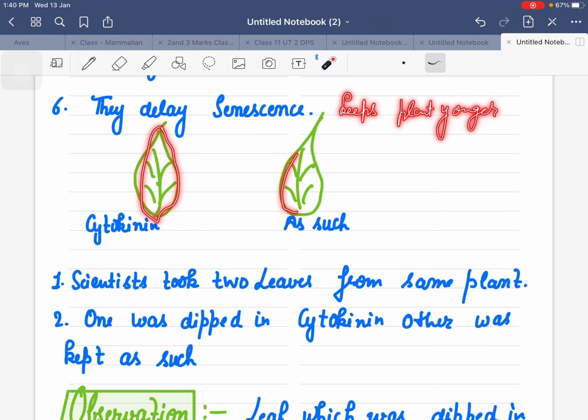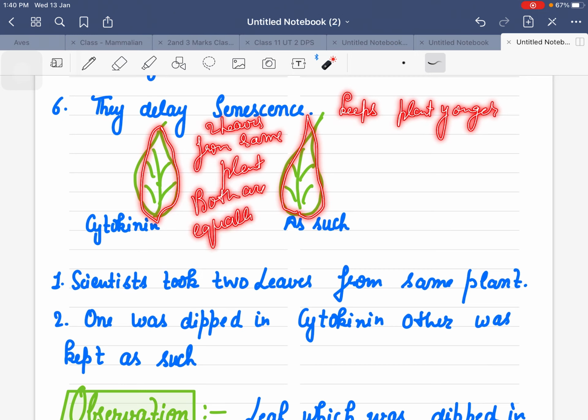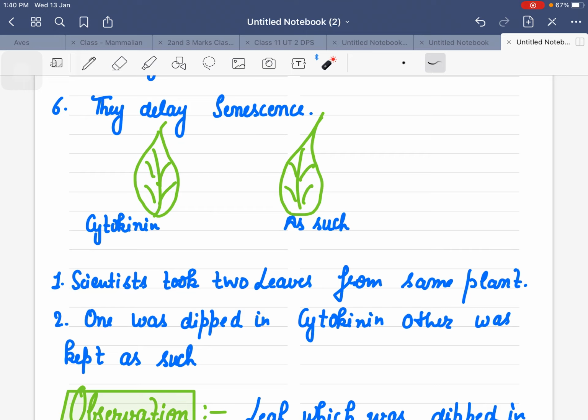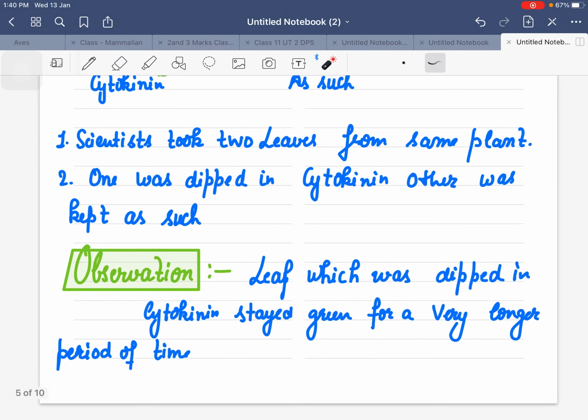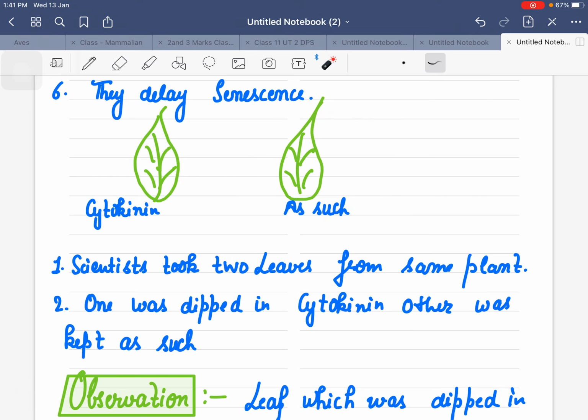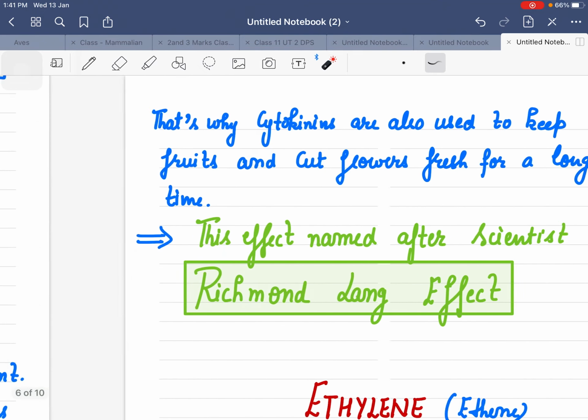Now we are giving you two leaves from the same plant, right? Both are equally green. Now one leaf we are keeping in the cytokinin medium and the other we are keeping just as such. What will be the observations? Scientists took two leaves. One was dipped in cytokinin, the other was kept as such. So the leaf which was kept in cytokinin medium stayed green for a very, very long time. But the leaf which was kept as such changed into pale yellow color or died after some time. So it delays senescence and helps to keep plants younger for a longer time.